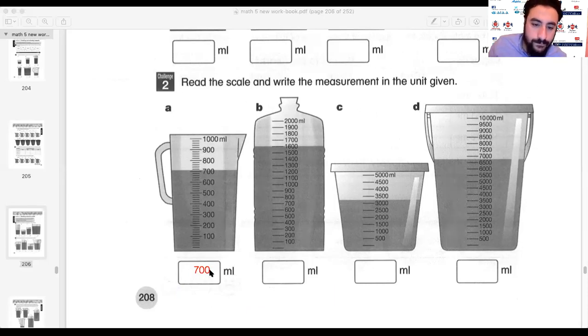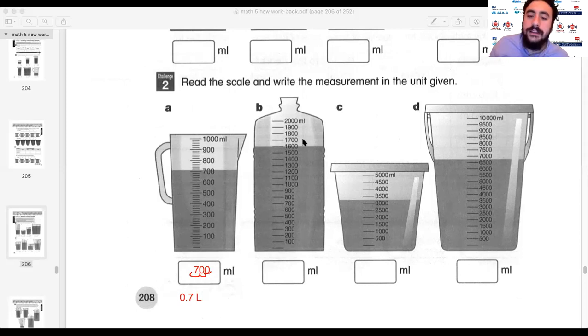So it's going to be 0.7 liters. Yeah, if I move the decimal point to the left 1, 2, 3, so it's going to be 0.7 liters.